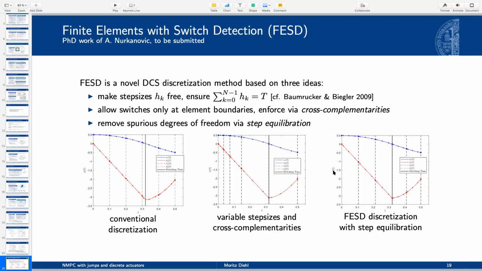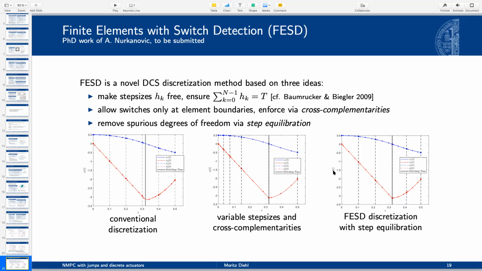So in one line, I will probably not go into the details later, so I stay a bit longer with this slide, and then I jump over some others. Please be attentive for this slide, because that will be the explanation of the method. This FESD method is a novel method for discretization of these dynamic complementarity systems, which is based on 3 ideas. And the first one is that we make the step sizes free.